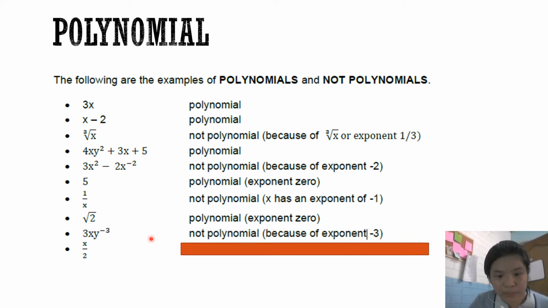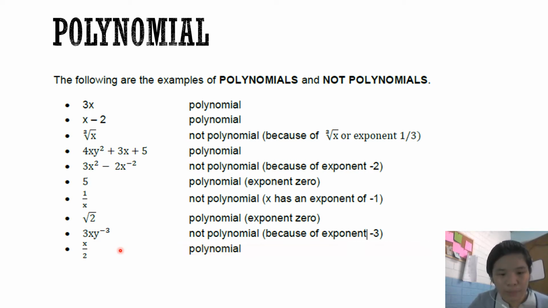So, next one is not a polynomial because the exponent of y is negative 3. How about the last one? It is a polynomial. Bakit po siya polynomial? May nag-divide naman siya. Kasi po, yung number natin sa baba is a constant. Yung restriction lang niya is kapag yung variable natin is nasa denominator. Since constant yung nasa denominator, still, it is a polynomial. I hope it's now clear to you.